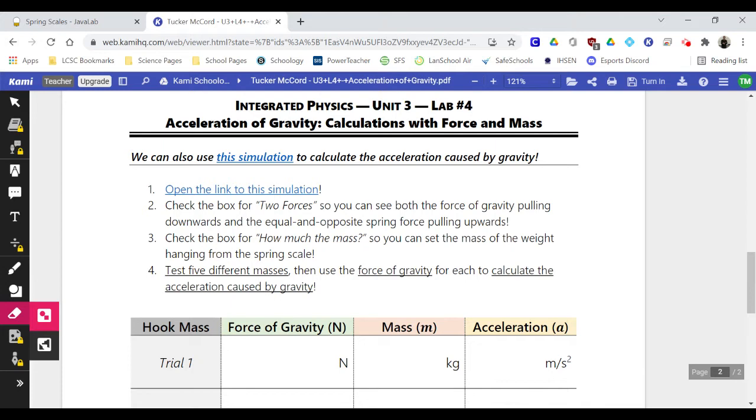Okay, so aside from just taking our force and mass measurements in the lab, we can also use a simulation to help out with this. If you're in Cami, you won't be able to use this hyperlink here. It won't detect because it's already kind of flattened out. But on the Schoology page for this lab, you should have a link there that'll take you to the simulation. It's called Spring Scales from Java Lab. So I'm going to switch over to that tab.